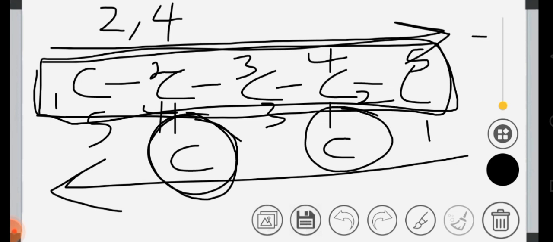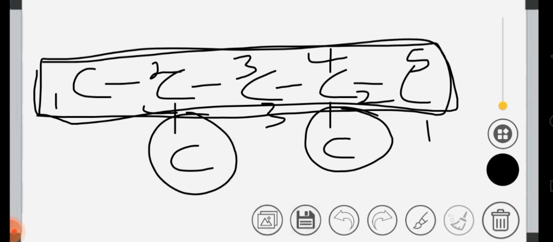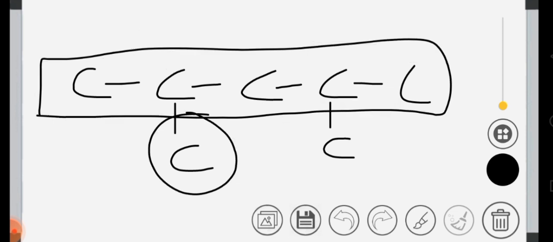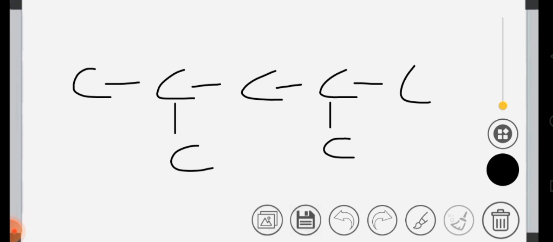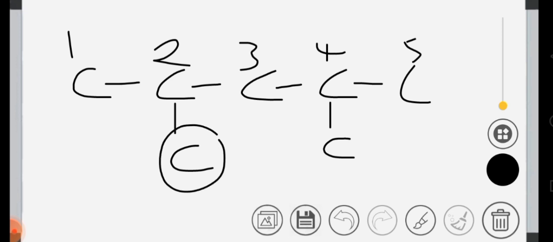So this one is simple enough. Let's just move like this: 1, 2, 3, 4, 5. We're going to move like that. Check, this and this are the same. So if you want to name, I told you, when you have two same substituents occurring more than once.